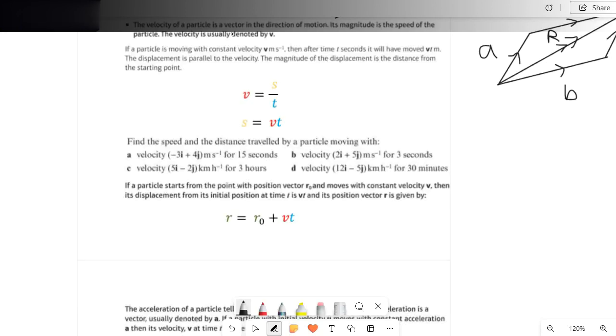The velocity of a particle is a vector in the direction of motion. Its magnitude is the speed of the particle, and the velocity is usually denoted by v. If a particle is moving with constant velocity v meters per second, then after t seconds it will have moved vt. The displacement is parallel to the velocity. The magnitude of the displacement is the distance from the starting point. From our last video, we established that velocity is equal to displacement divided by time taken.